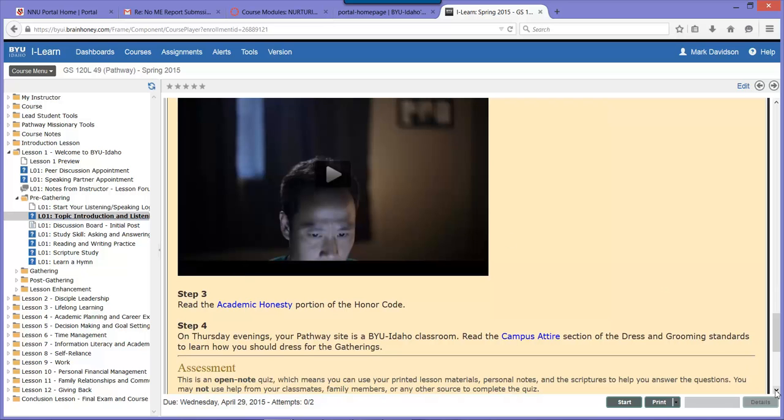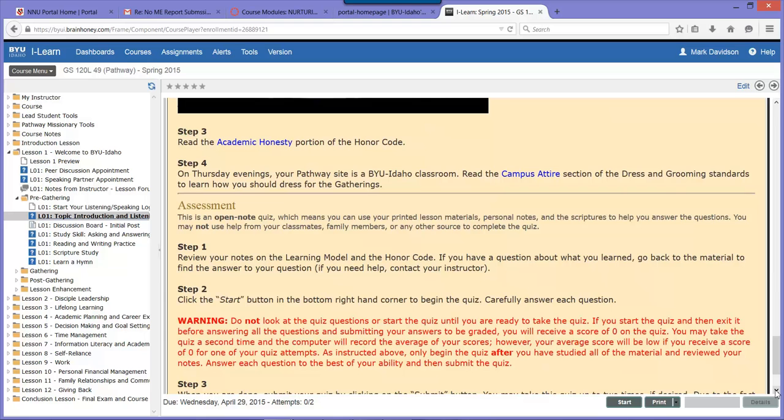And you know, the honor code is absolutely necessary for what we do. So just keep in mind there will be an open note quiz, which means you can use your printed lesson materials, personal notes, and scriptures to help you answer the questions. But, and this is the important part, okay? You may not use help from your classmates, family members, or any other source to complete the quiz.